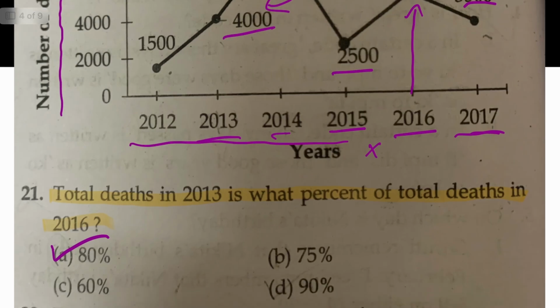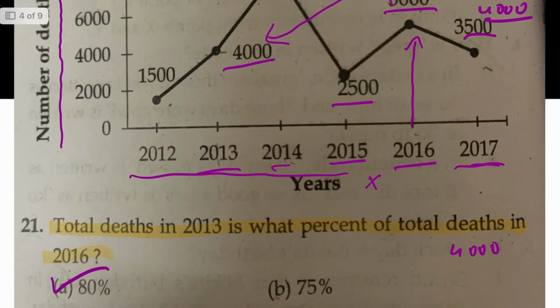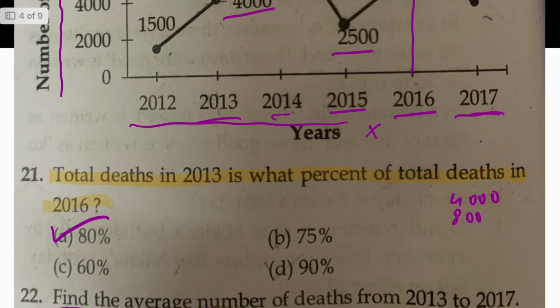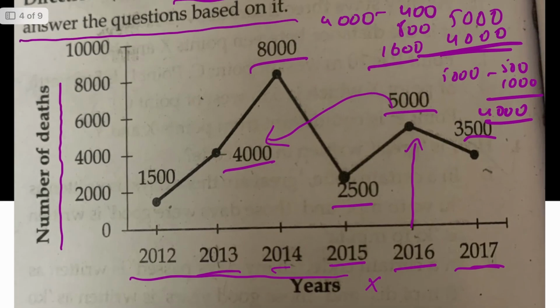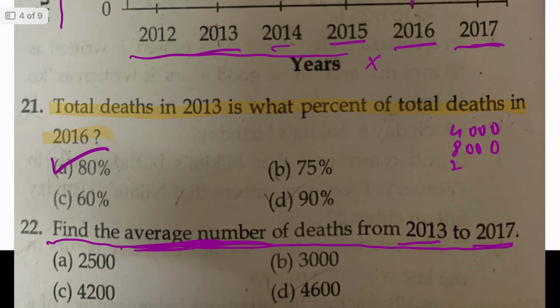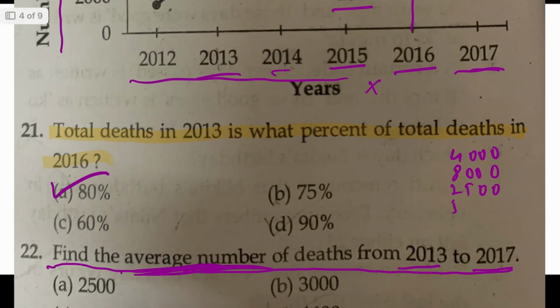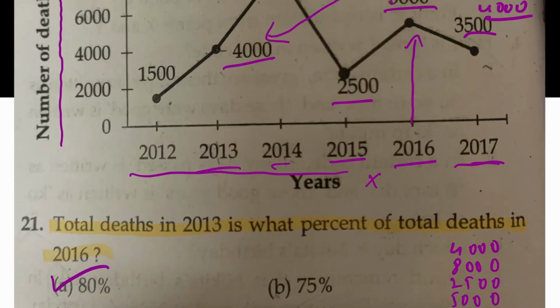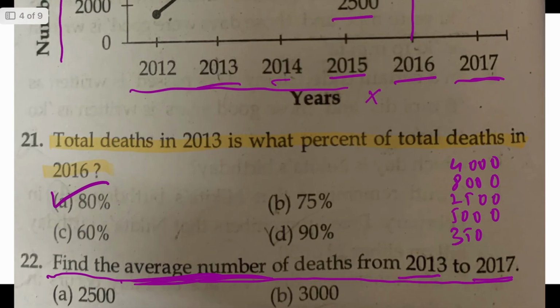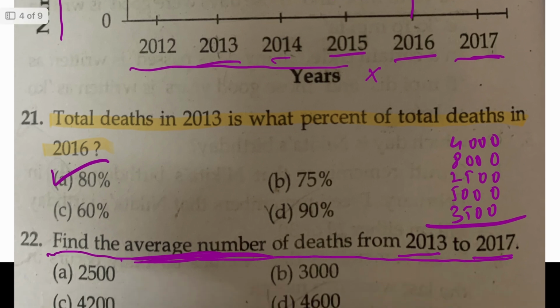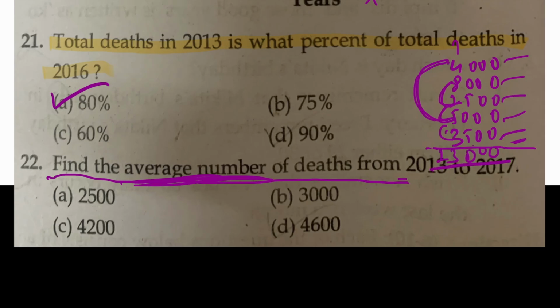So we'll see here, 2013 is 4000 deaths. 2014 is 8000 deaths. 2015 is 2500 deaths. 2016 is 5000 deaths. 2017 is 3500 deaths. Do the addition here. So if you do the addition, you will get 23,000.